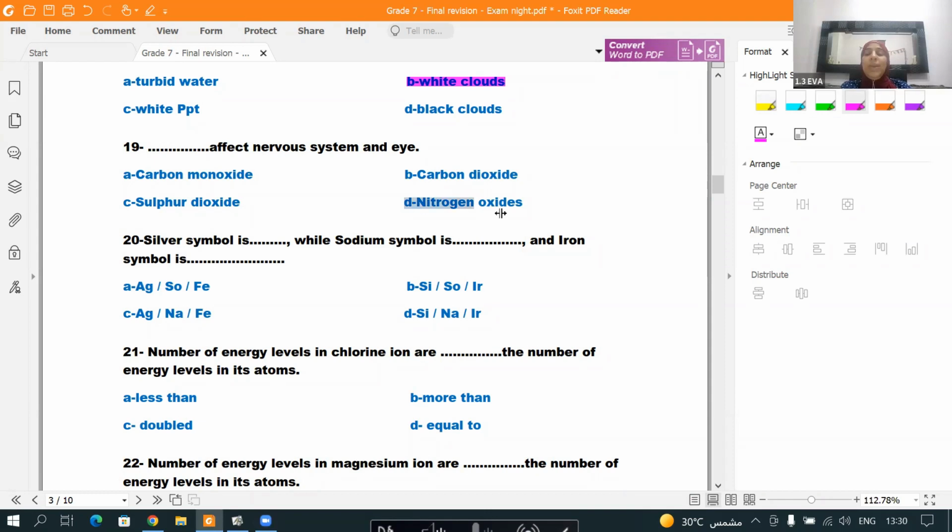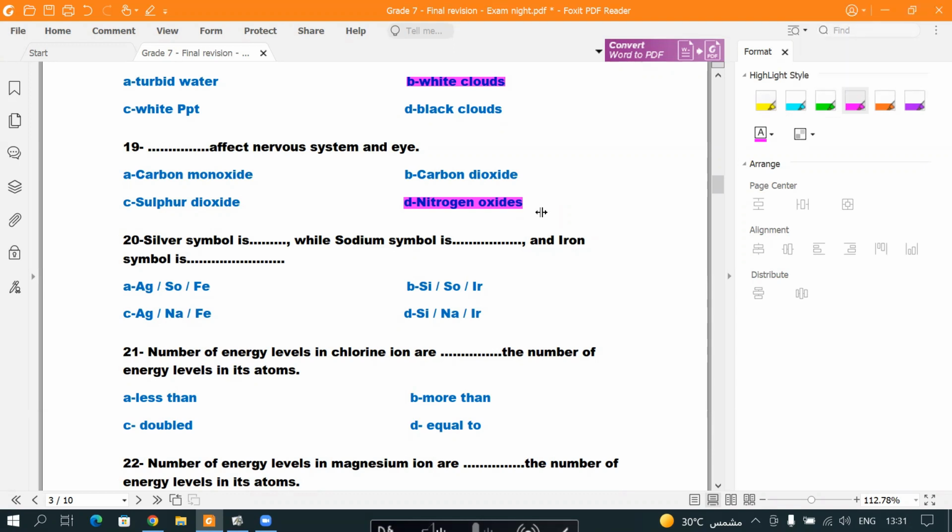Don't forget, guys, that we have bad effects or bad impact of the different gases like nitrogen oxide, carbon dioxide, carbon monoxide, and sulfur oxide. Nitrogen oxides usually form during lightning, and they are poisonous gases or acidic gases that can affect our nervous system and the retina of the eye. Number 20, Yet.